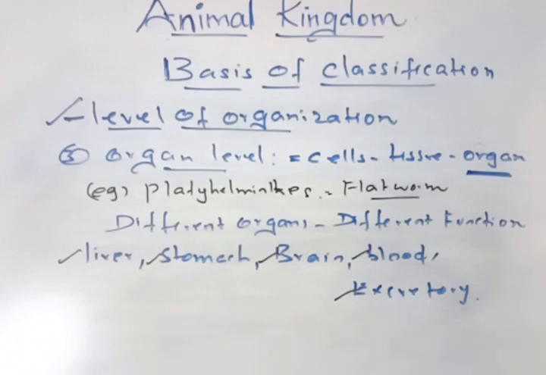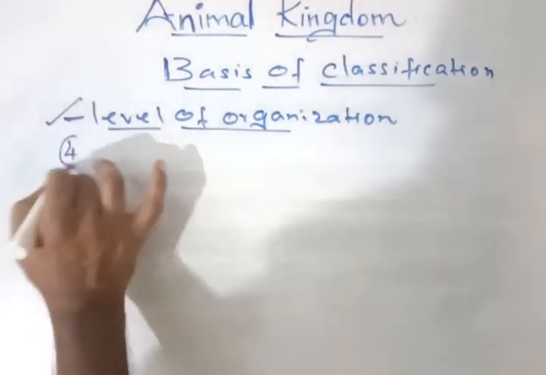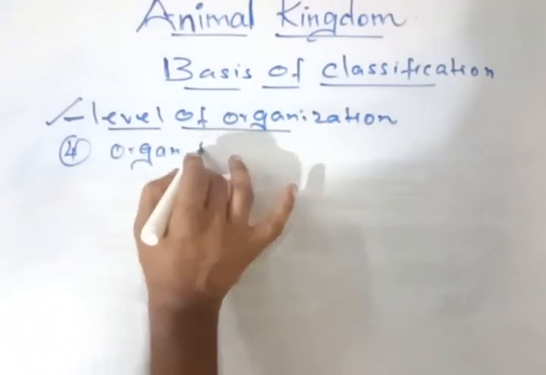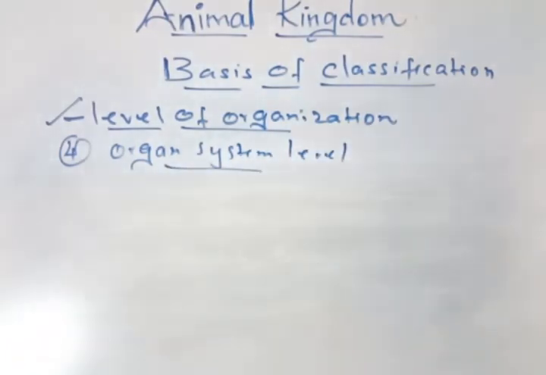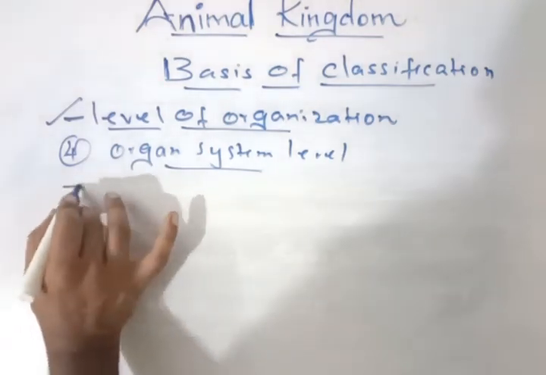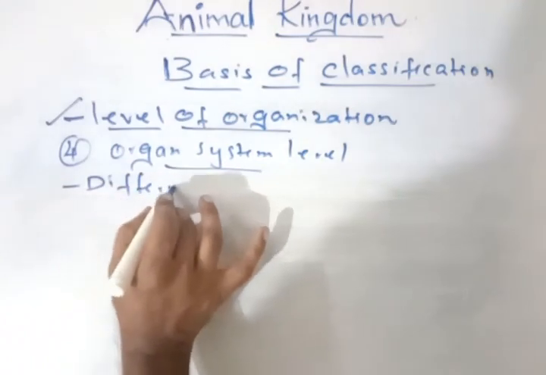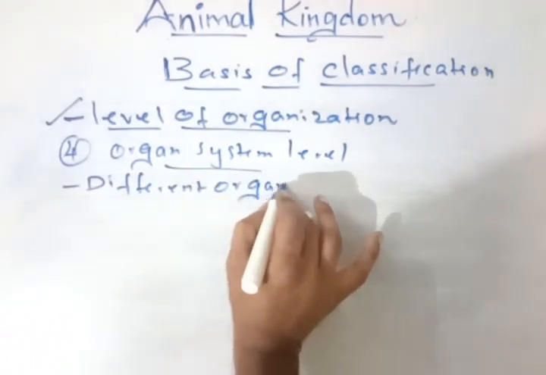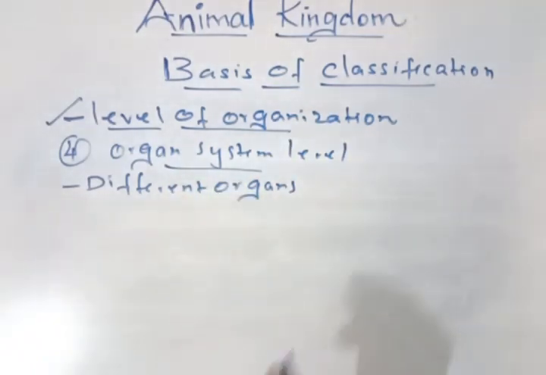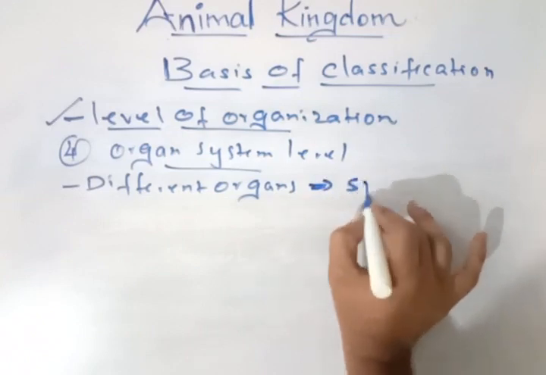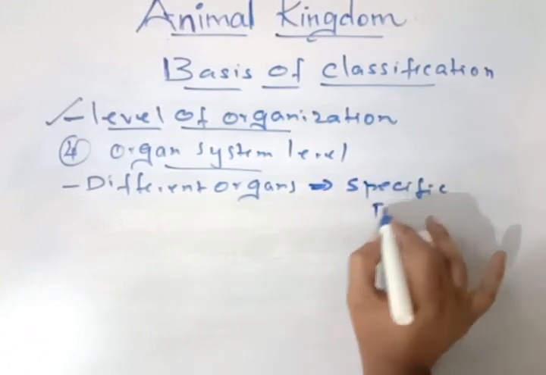Clear? Right. The fourth one is organ system level of organization. Organ system level. Don't get confused with these technical terms. First we studied organ level. Now organ system. What is an organ system? Different organs joined together to do one particular function. Previously we studied that different organs perform different functions, but here different organs together do only a specific function.